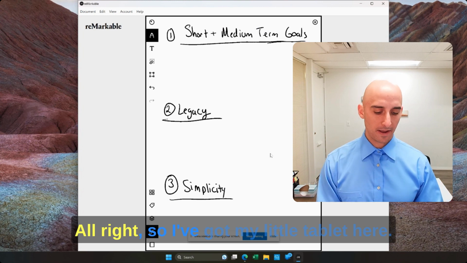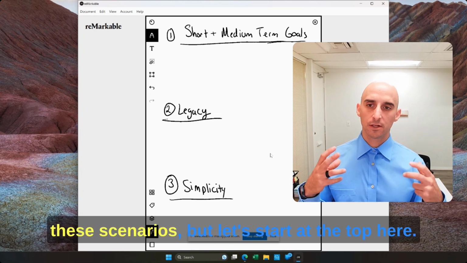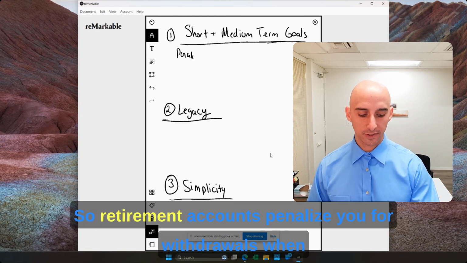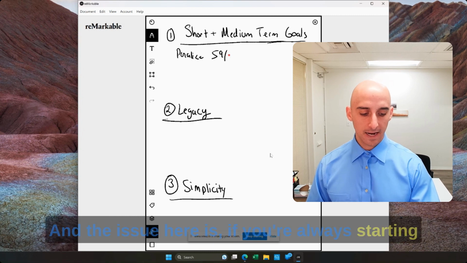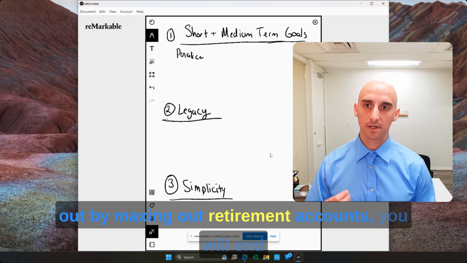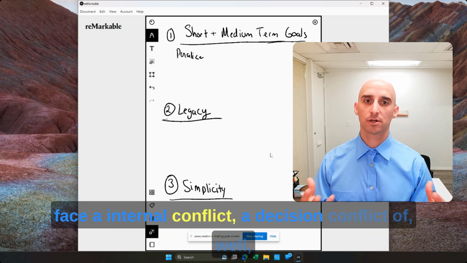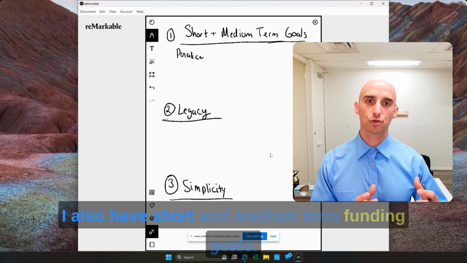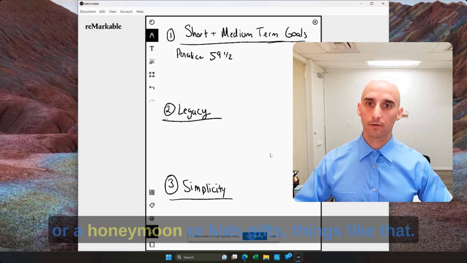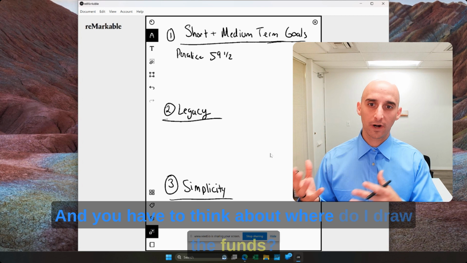All right, so I've got my little tablet here. We're going to go through a few different scenarios, but let's start at the top here. Short and medium term goals. Retirement accounts penalize you for withdrawals when you're under age 59 and a half. And the issue here is if you're always starting out by maxing out retirement accounts, you will end up in a position at some point where you face an internal decision conflict of, well, I also have short and medium term funding goals, things like a house or a car or a wedding or a honeymoon or kids' gifts, things like that. And you have to think about, where do I draw the funds?